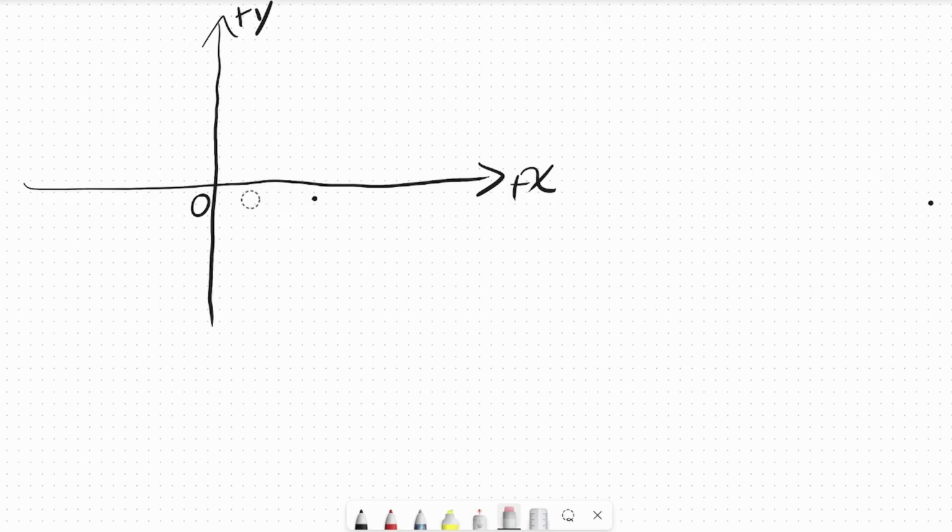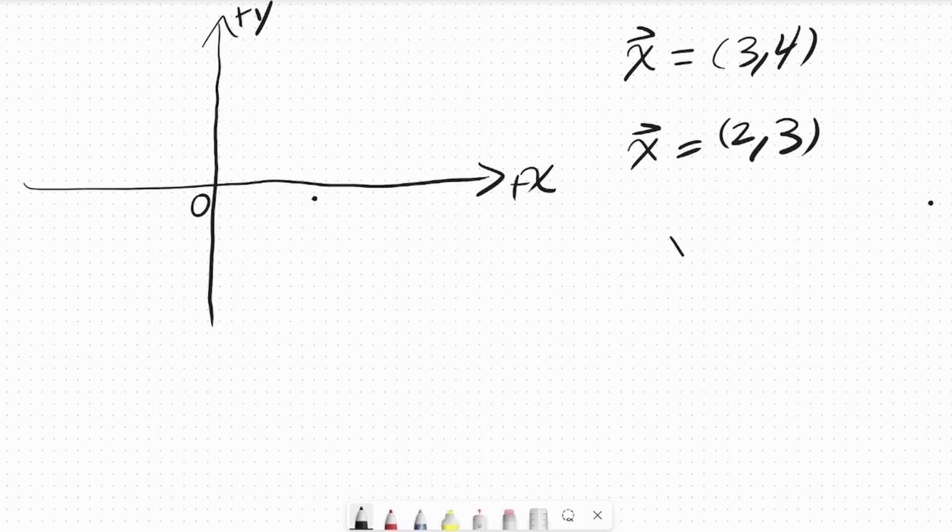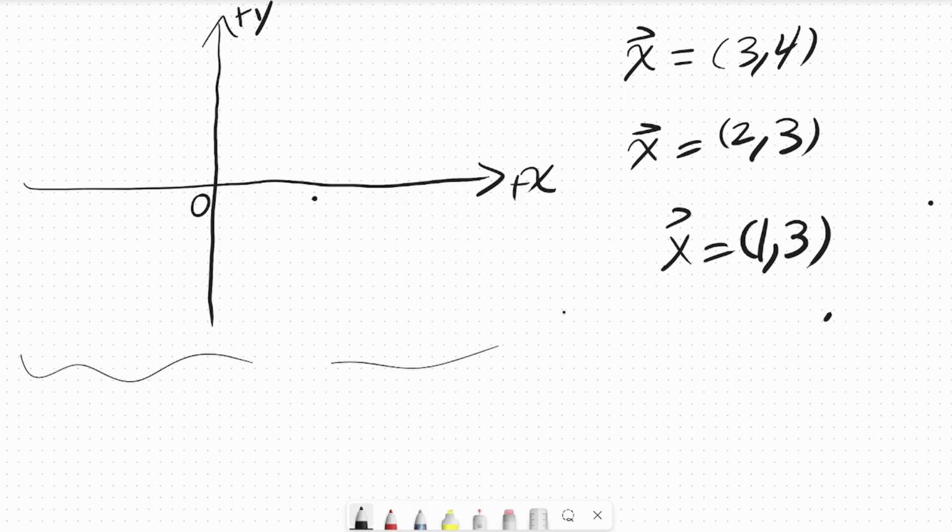Careful not to erase my plane this time. Okay. So let's say I've got some position vectors. x vector is equal to (3, 4). x vector is equal to (2, 3). Or x vector is equal to (1, 3). Do you think you could draw what this looks like on the plane? On our plane right here? I'll let you have some time to think about this. How would I draw these things?